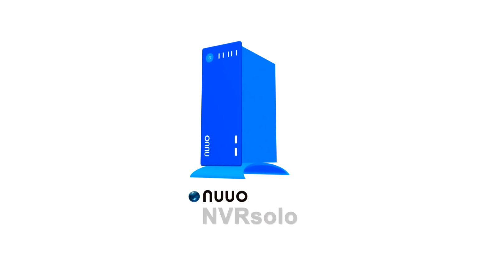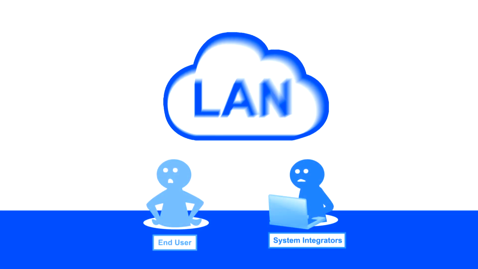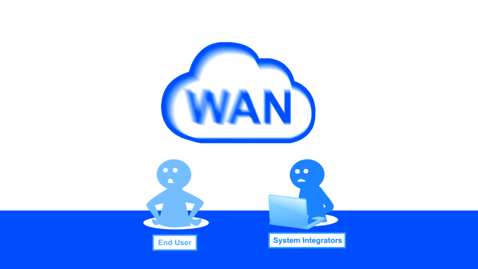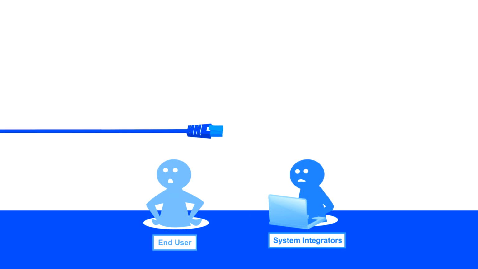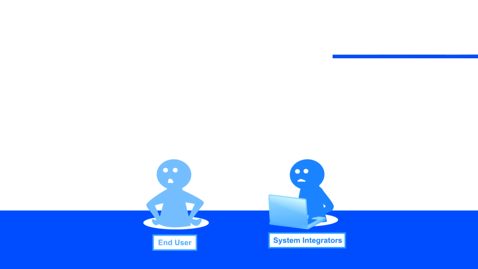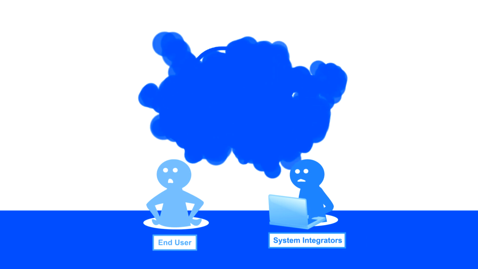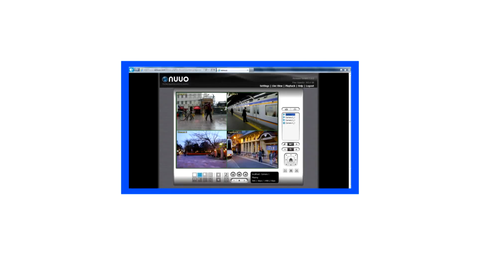So, the question is, why can't you just use a single mouse click and have the software set up everything for you? It is time to deploy NUUO NVRsolo. NUUO NVRsolo automates IP camera recording and setup. Through this new technology, no LAN or WAN details are needed to set up the NVR. You don't even need to know how to assign IP addresses. All there is to do is just a single mouse click. Within 1 minute, all the cameras will show up on your screen.